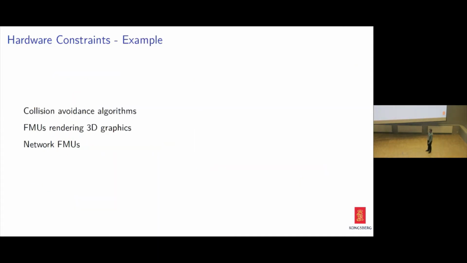Typical hardware constraints I've seen, running stuff like collision avoidance algorithms, where most things are offloaded onto the GPU because you're kind of doing chess where you have one move that results in 10 moves that results in 100 moves, etc. You can have FMUs doing visualization, then you need the GPU unless you want to run at 2 frames per second, which is not very nice. And I also work with the network FMUs where you need to talk to an external interface.